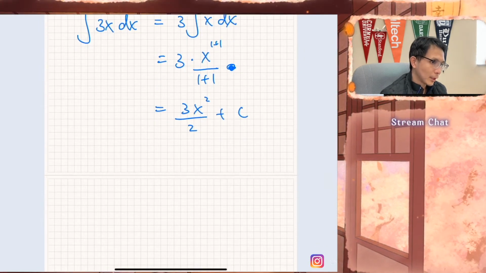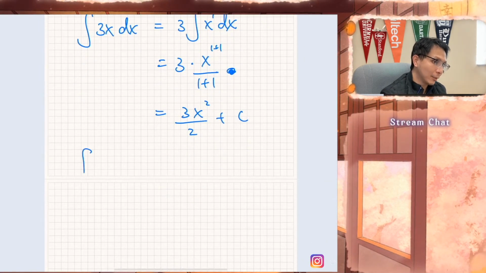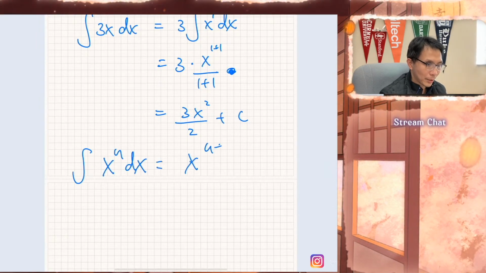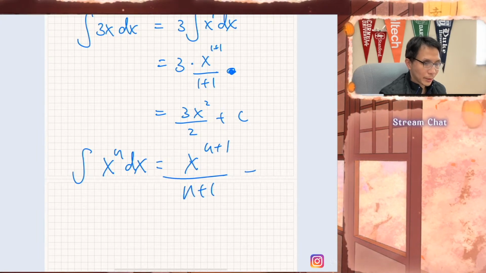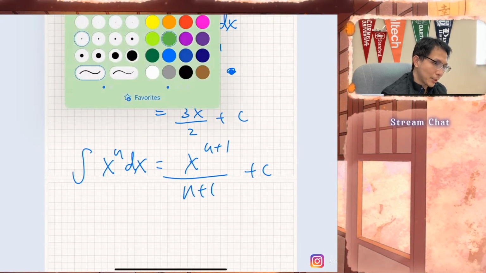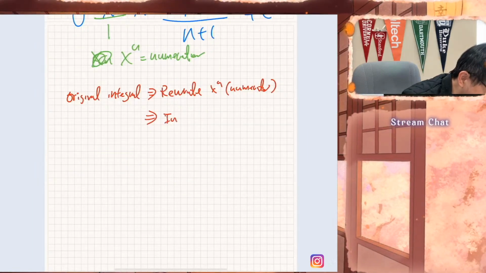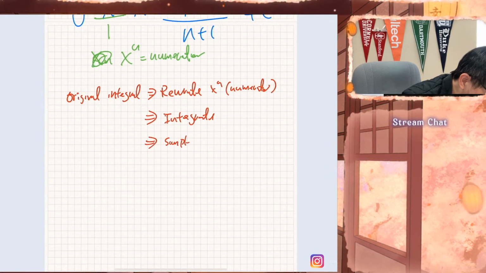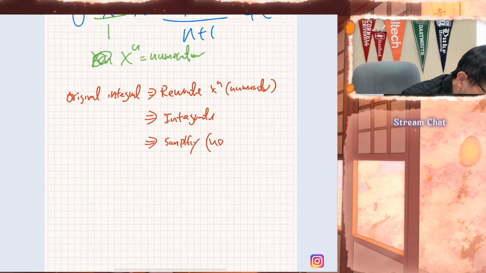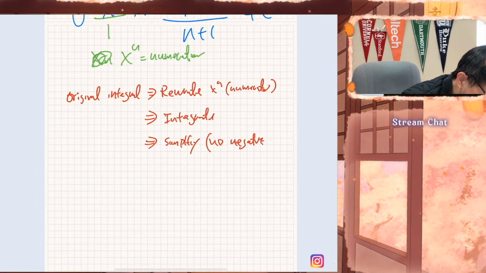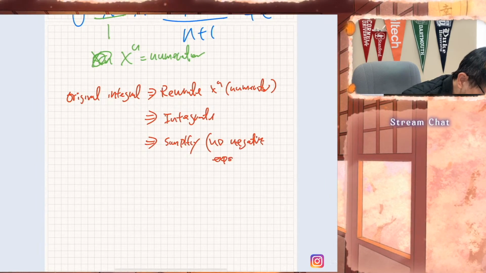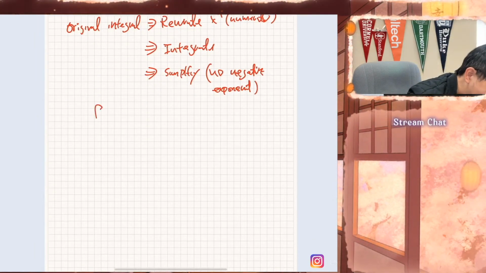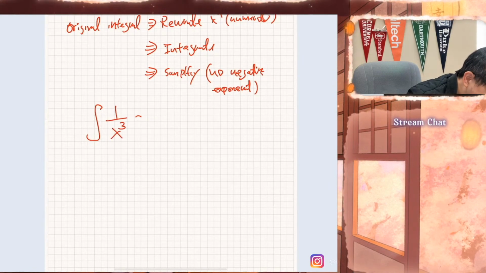All right. Now, I'm going to talk about this rule again for the second time. The integral of x to the n dx equals x to the n plus 1 over n plus 1 plus c. Now, there is a hidden situation. After the rewriting process, I will integrate. And after integrating, I will simplify. Make sure there are no negative exponents. So here's a question for you: the integral of 1 over x cubed dx.